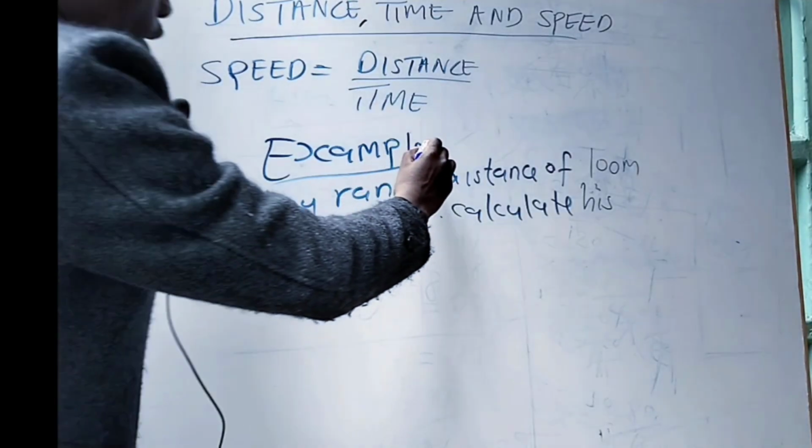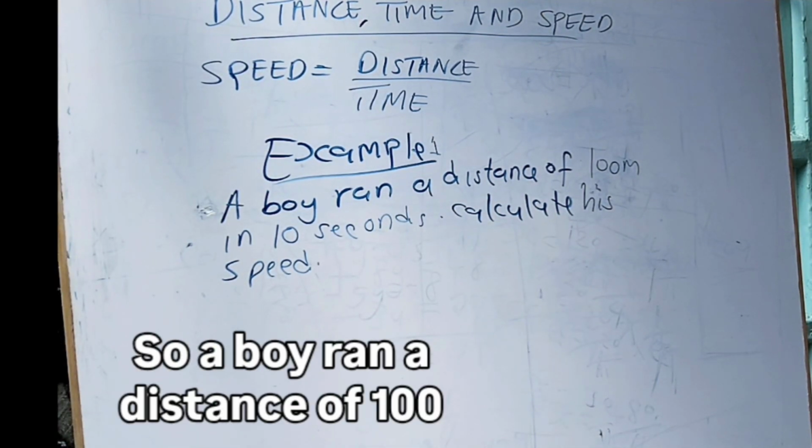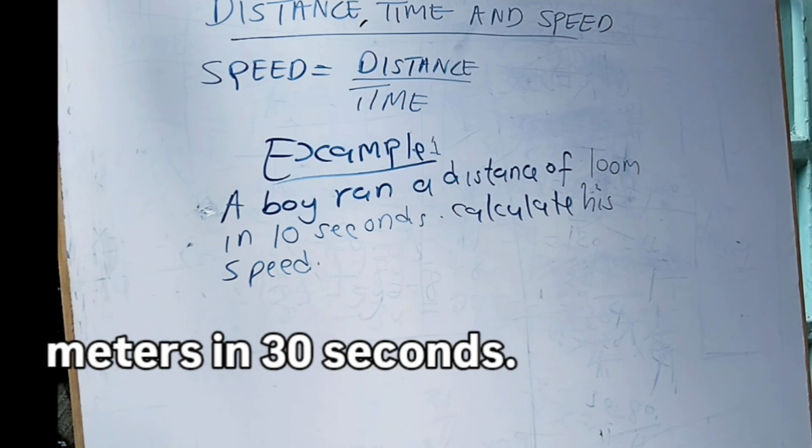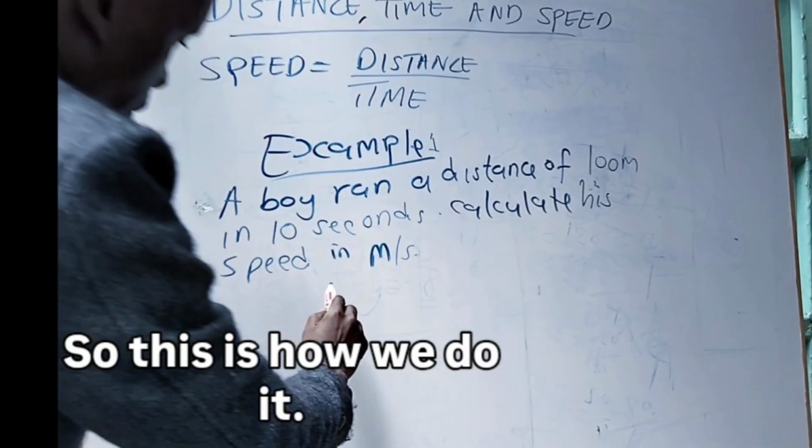Example 1 about speed, time and distance. A boy ran a distance of 100 meters in 10 seconds. Calculate his speed in meters per second. So this is how we do it.